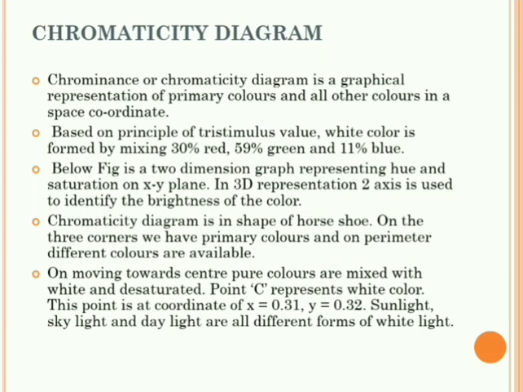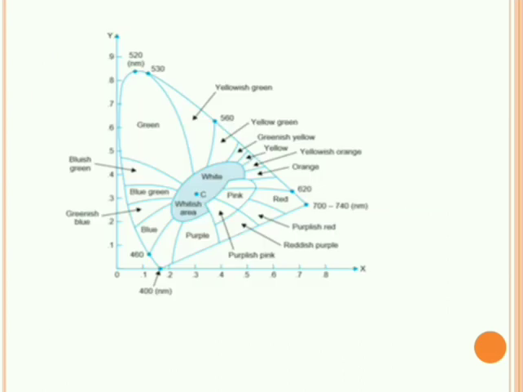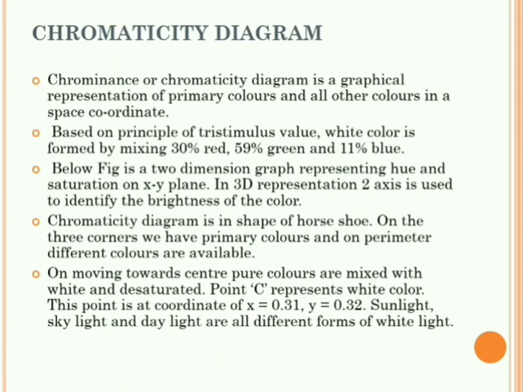In 3D representation, a third axis is used to identify the brightness of the color. The chromaticity diagram is in the shape of a horseshoe. On the three corners we have primary colors, and on the perimeter different colors are available. We will see in this diagram, it is like a horseshoe. We can see the horse's leg end point is also having the same shape.